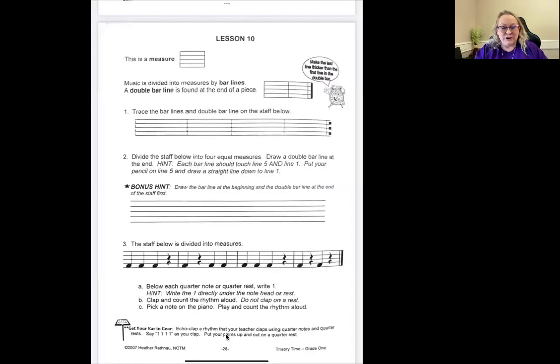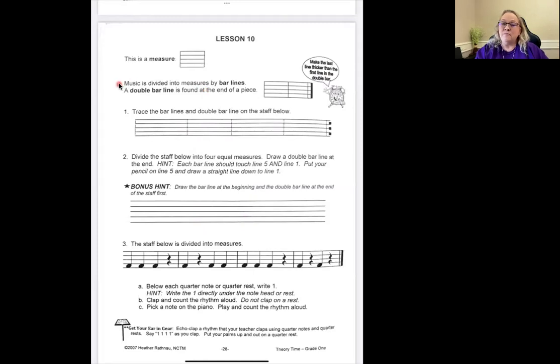Well, a measure is kind of like a box. And so you want to think about your music as going to be divided into sections. And so at the top of the screen, let me get my flashlight here. This is a measure, just simply a box. So if we take a long line of music, look down here below where it says bonus hint. We see this staff all the way across the page. When we draw vertical lines, the lines up and down, we divide our music into measures.